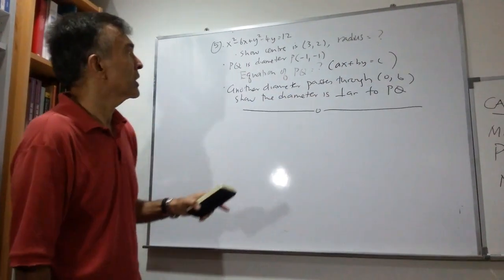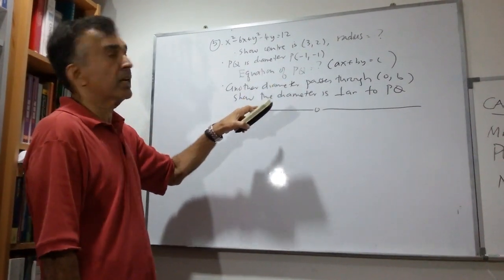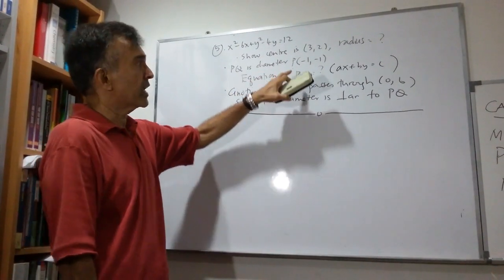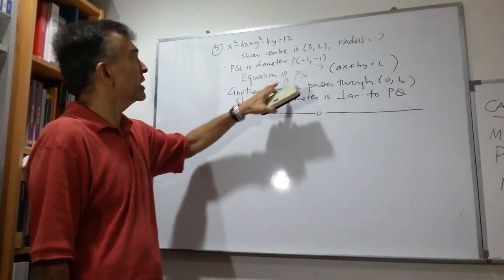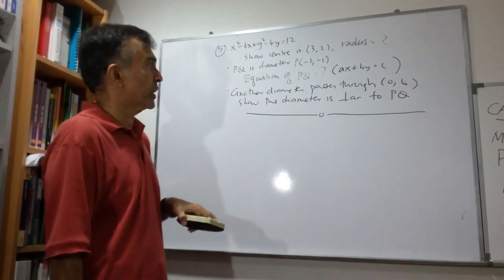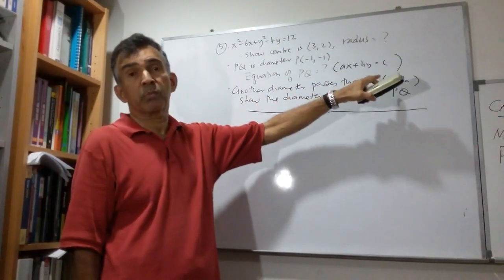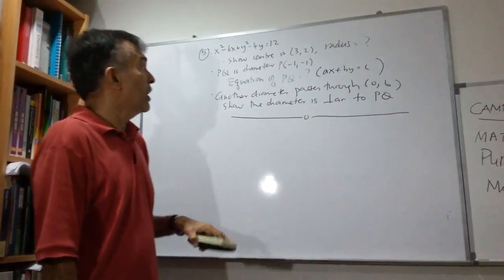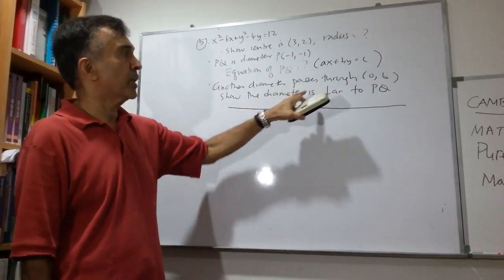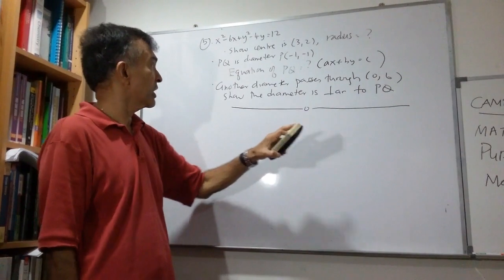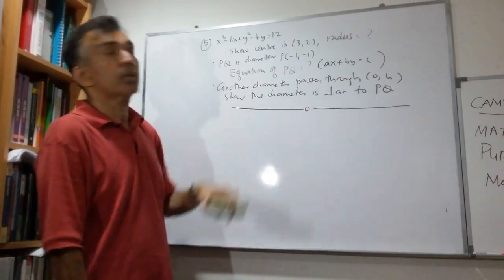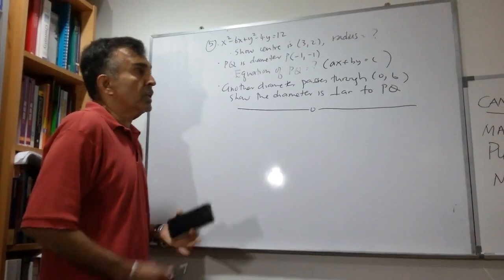That's the first part. Then they tell you PQ is the diameter, and they give us the coordinates of P, and ask you to find the equation of PQ. They want the answer in the form ax plus by equals c. And the last part: another diameter passes through the point (0, 6), and you are asked to show that that diameter is perpendicular to PQ. So let's start.